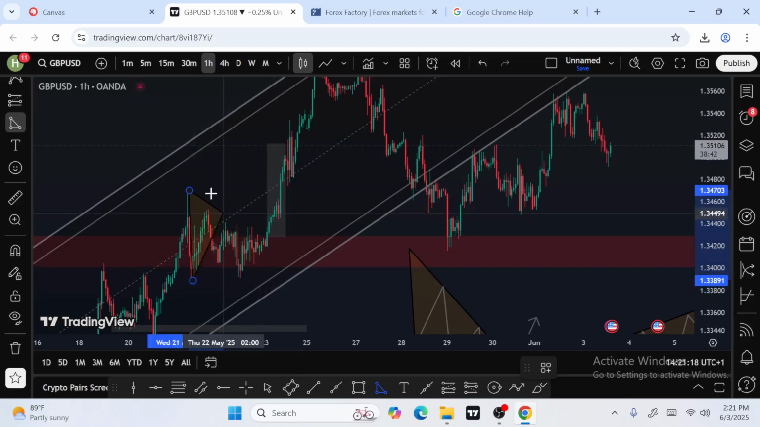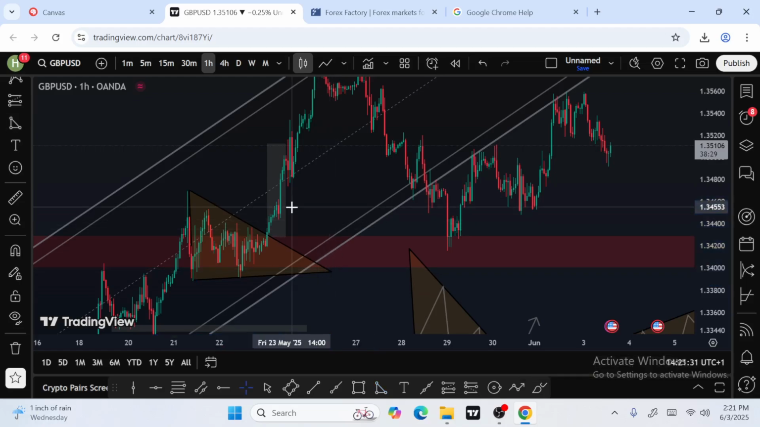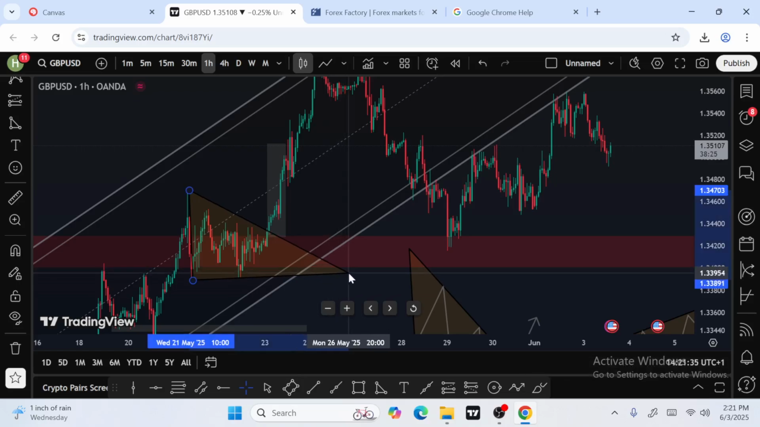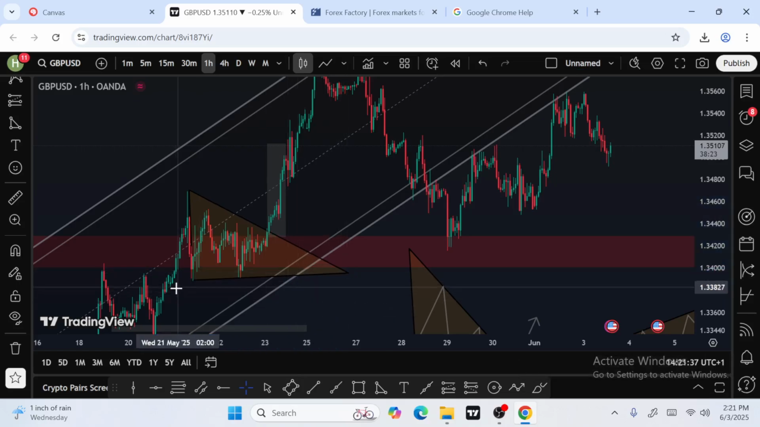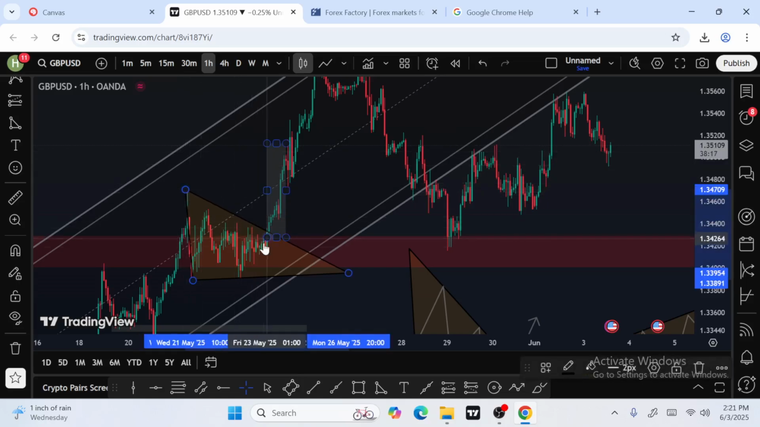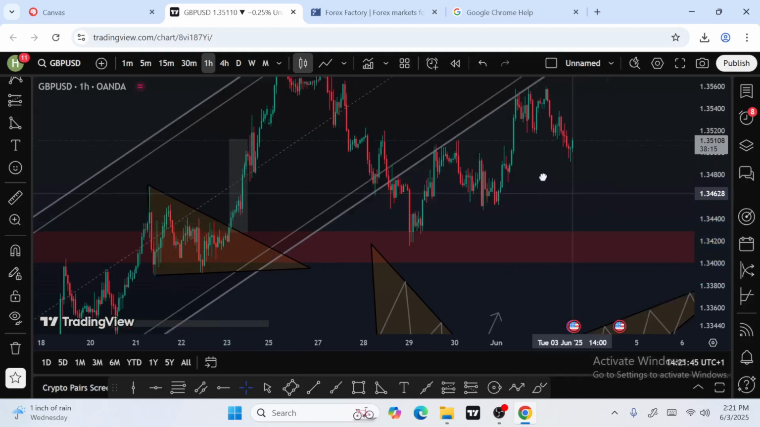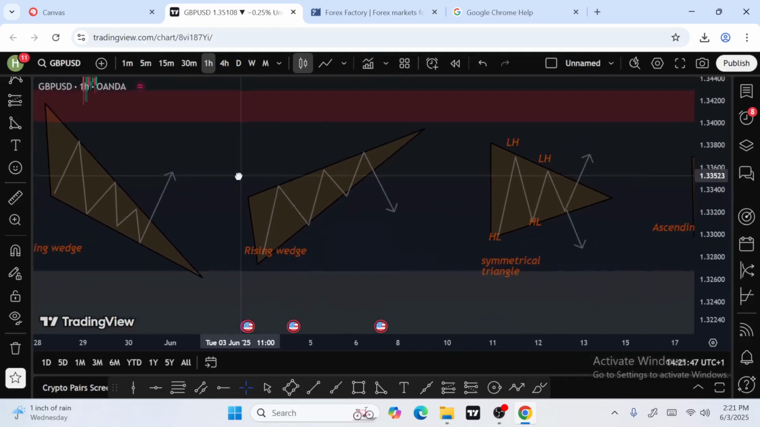Once you bring it out, make sure that the resistance and the support cover the whole movement. Do you see it now? Now, where did it break out from? Upside. Then, how will you now measure the height?